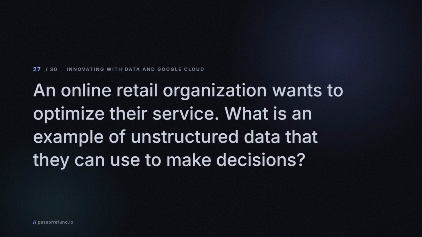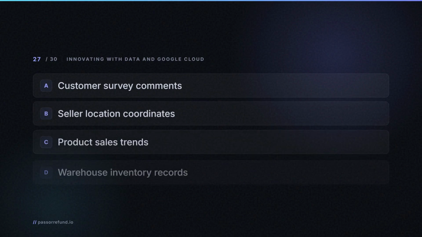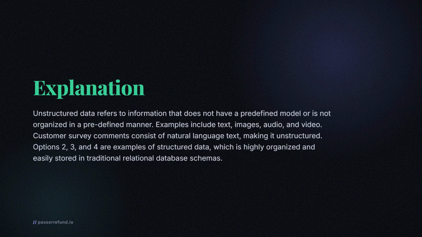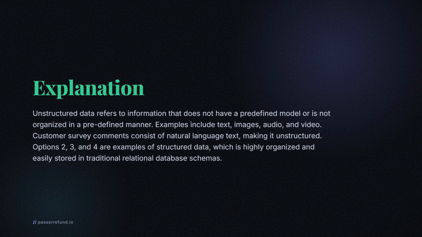Here's another challenge. An online retail organization wants to optimize their service. What's an example of unstructured data they can use to help them make decisions? The best choice is A. Unstructured data refers to information that doesn't have a predefined model or isn't organized in a predefined way.